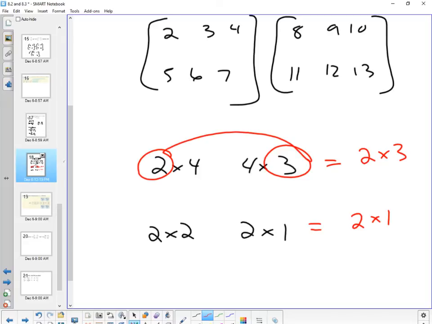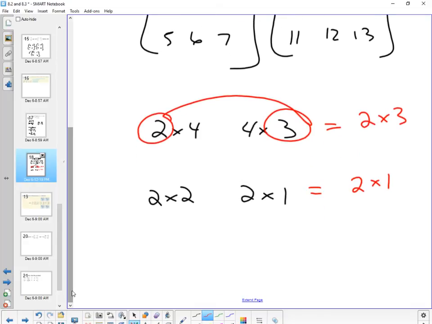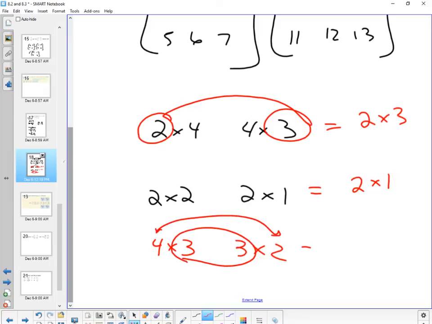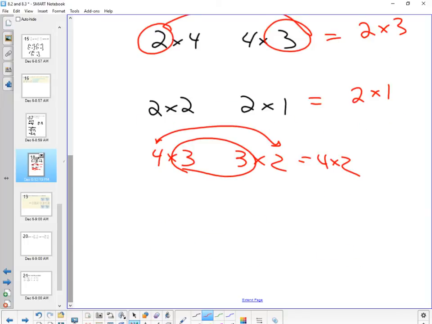It's whatever is on the far right. So let's do this real quick here. If I did a 4 by 3 with a 3 by 2, can I do that? Yes, because these match, and I would end up getting a 4 by 2 as a solution.